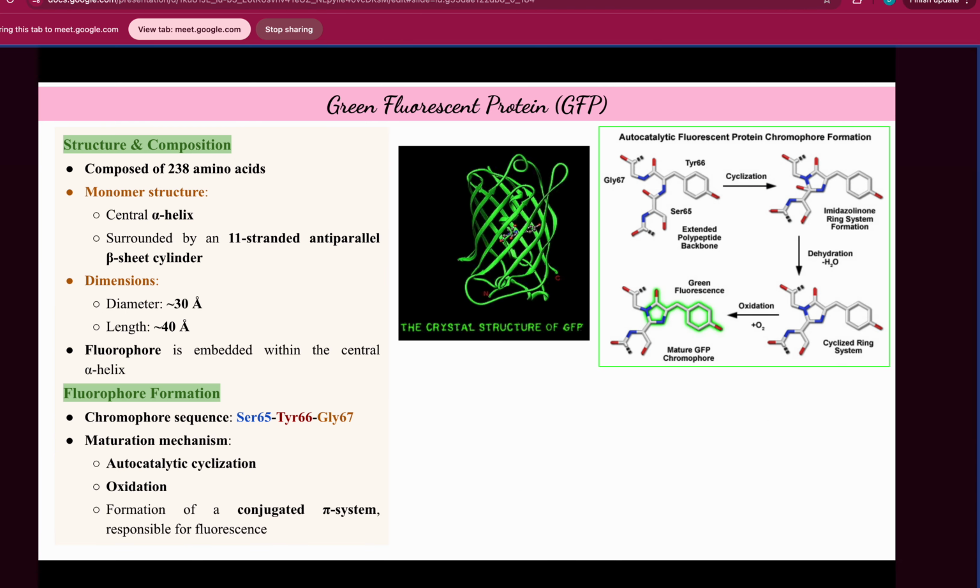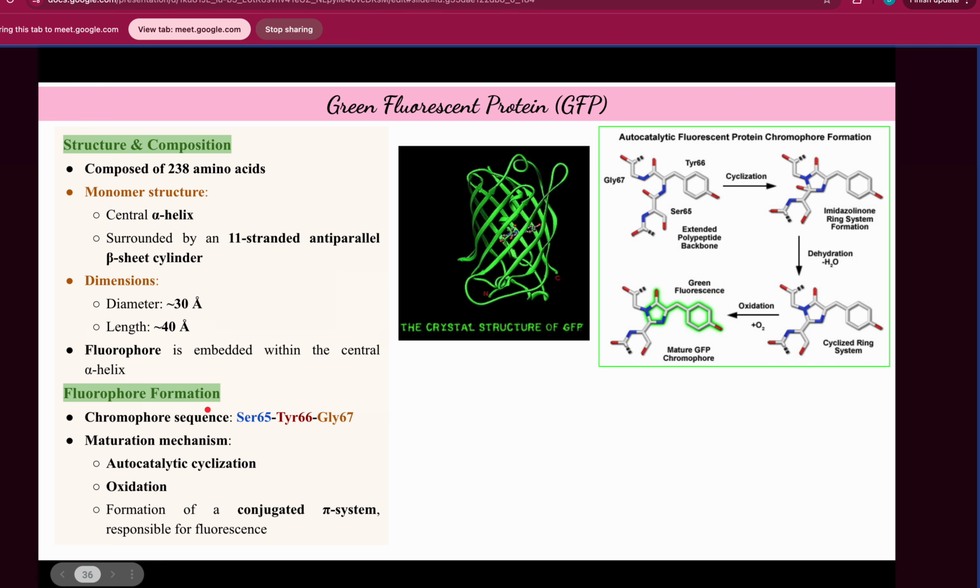Now there is another fluorescent protein which is known as green fluorescent protein, which is most commonly used. It is composed of 238 amino acids, and it is a monomer structure which has a central alpha helix, surrounded by an 11-stranded anti-parallel beta sheet cylinder. So there is one central alpha helix which is surrounded by these beta sheet cylinders. Its diameter is about 30 angstrom and its length is about 40 angstrom. And these fluorophores are embedded within the central alpha helix. So the central alpha helix has those molecules which are involved in the absorption of light and showing the fluorescence.